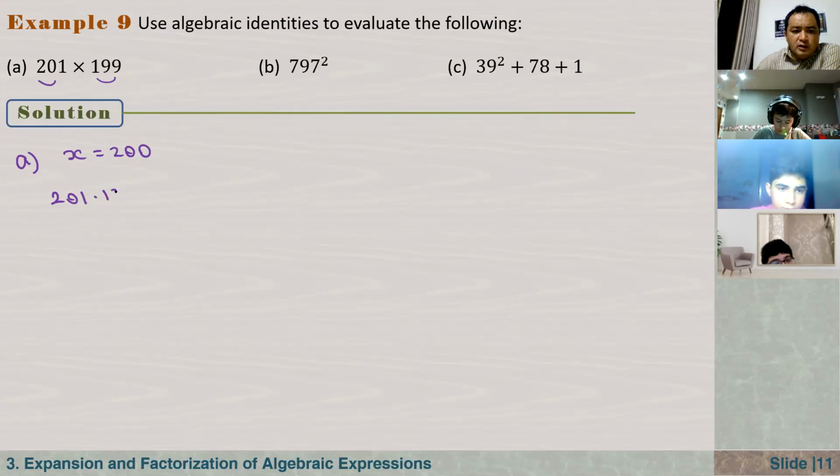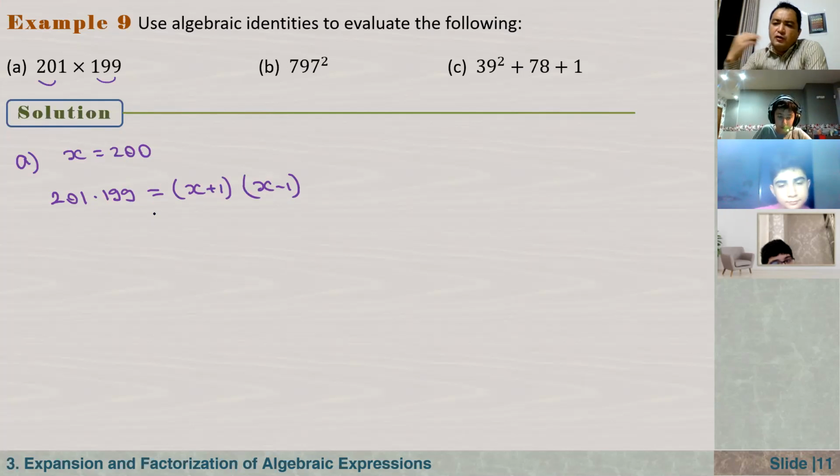At that time, what do we have here? 201 times 199. That's equal to, what is 201? I can write it as x plus 1. And how about 199? I can write it as x minus 1, right? Because our x is 200. If you substitute here, 200 plus 1, that is 201. And 200 minus 1, it is just 199. Actually, in math, we call this algebraic manipulation. We are just using these properties to solve problems.